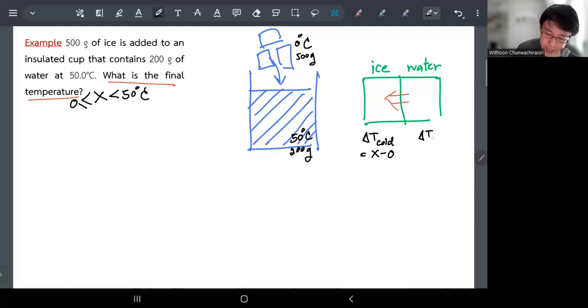Delta T from the hot side, which is water, is going to be final minus initial. Can you see what's going on right now? You can see that this one's supposed to be positive, and this one's supposed to be negative. Okay, so next time, we're going to set up equations to solve for X by using one of the two equations. You only have two equations to deal with. It's either Q = mL or Q = mcΔT, or just a combination of these two.